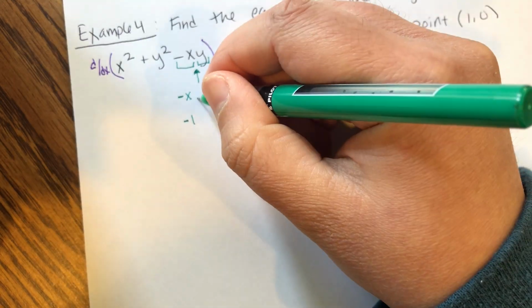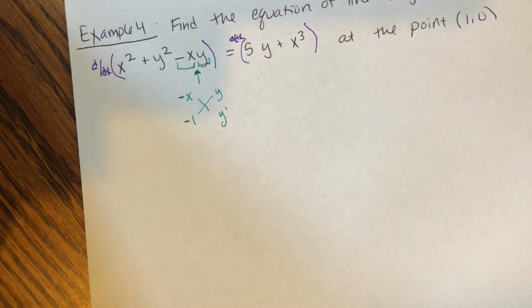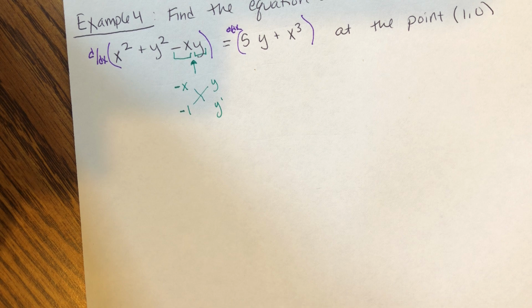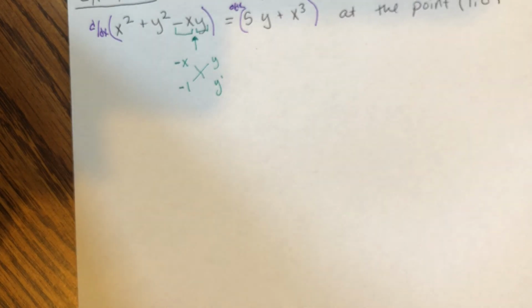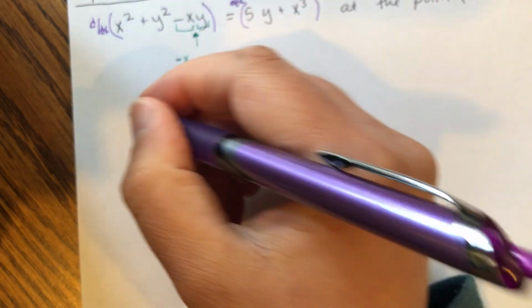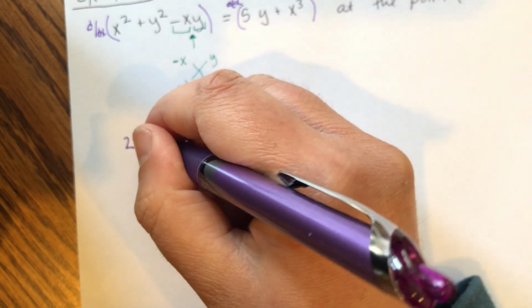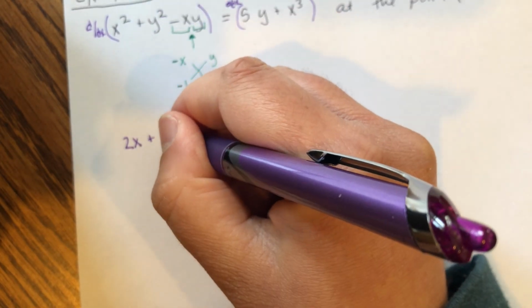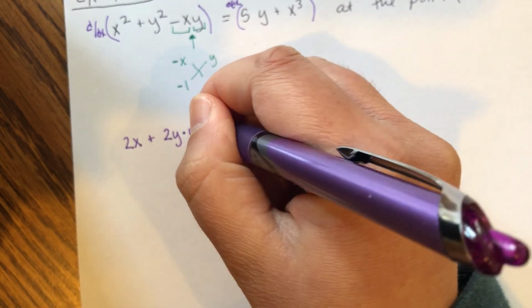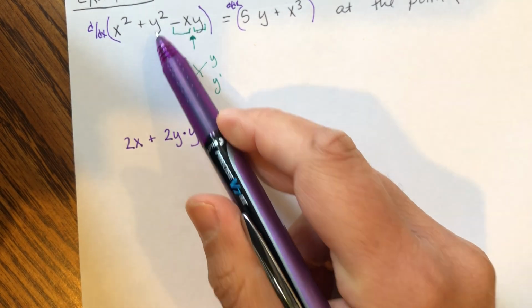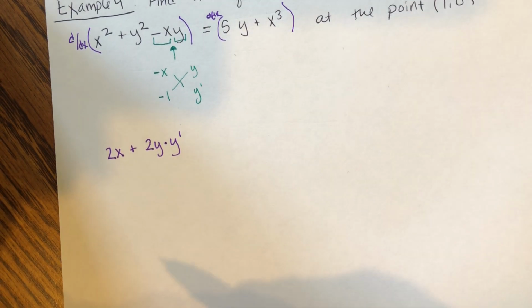Okay, and so then we would use the product rule to take this derivative. All right, so let's go through now and find the derivative of everything else and put it together in one big equation. We're going to get the derivative of x squared is 2x plus the derivative of y squared would be 2y times y prime. Right? Anytime you take the derivative of a y term, multiply by y prime.